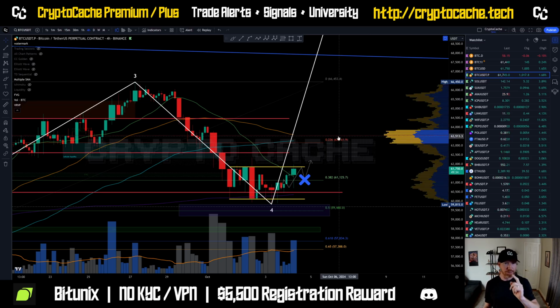Okay. 4 hour time frame. We can see we've broken above the 20-day SMA. That's a very, very strong indication. Closing over 61.8 today would be super huge. It's roughly where we're at right now.